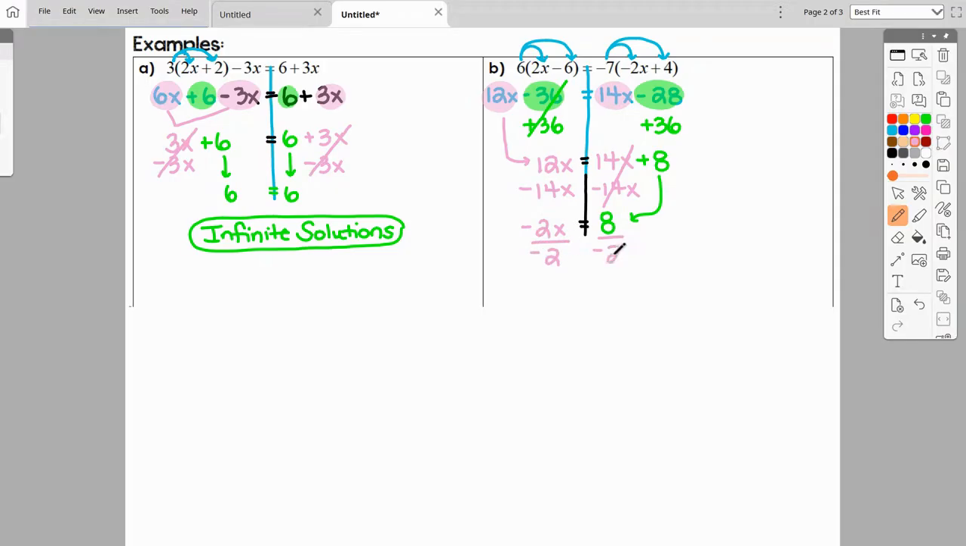When I divide negative 2 on each side, it cancels on the left side to just x, which is what I want. And on the right side, I do 8 divided by negative 2, which is a negative 4. This is not a special case or type of solution. It's just the solution of x equals negative 4. That's called one solution because the only x value that works is when x is negative 4.